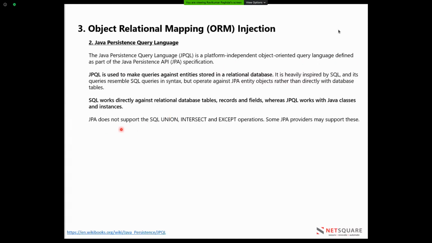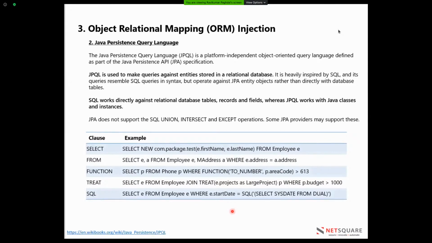JPA does not support SQL union, intersect, and except operations. Some JPA providers may support this, but keep in mind this union does not work in JPA. So for JPA based, every ORM does not support union. So in this case, if you want to use the select statement, you need to just put this statement: select new, package name and your column name. So it will work with the object, right? So it's totally based on objects.